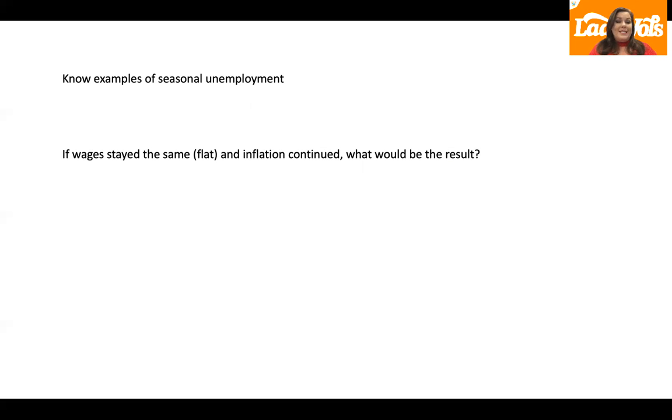If wages stayed the same, flat, like a fixed income, but inflation continued, what would be the result? That just means if you never got a raise, but the cost of everything was more expensive, you wouldn't be able to afford as much as you used to. You'd be going, okay, $500 doesn't go as far. I can only buy 10 instead of 20.